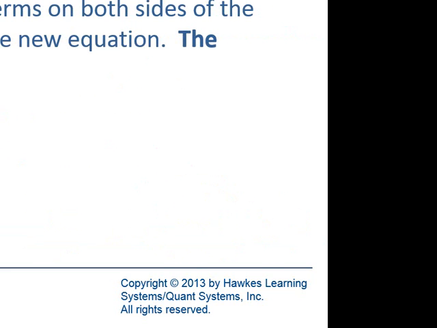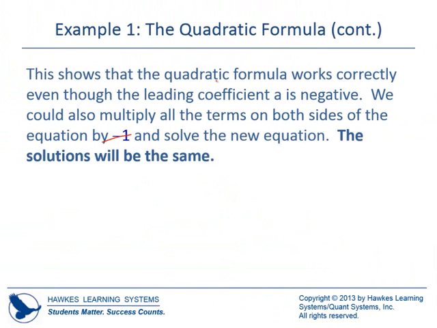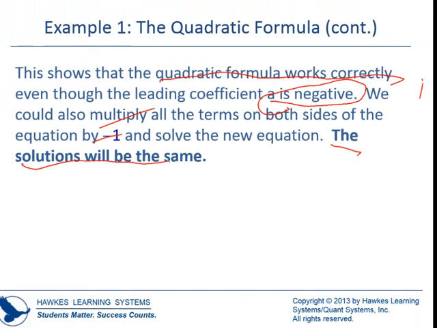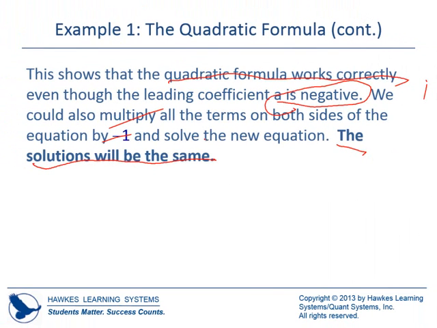Now, this slide right here kind of tells us that the formula works correctly even though the leading coefficient is negative. Remember how we said that we'd like to have positive leading coefficients. That's not a problem. We can go ahead and multiply everything by a -1 or whatever to be able to get rid of all of the negative coefficient. And so doesn't matter what we do, the answer is going to be the same. They'll have the same solutions once we do the math. So either way, it'll work.